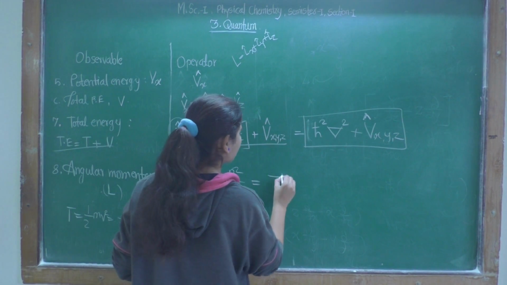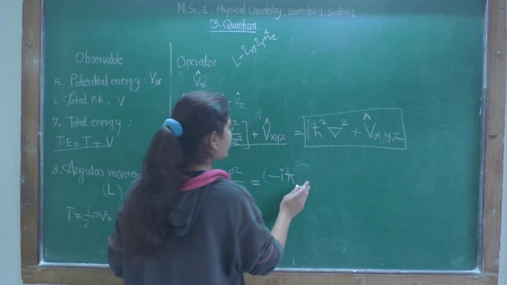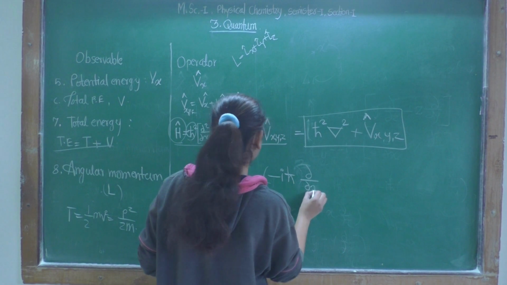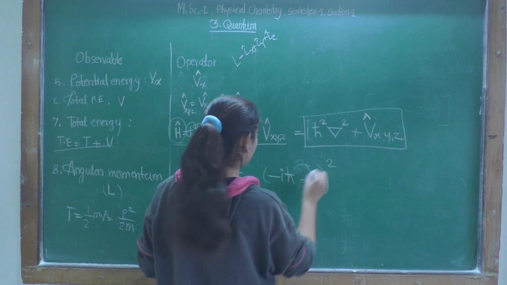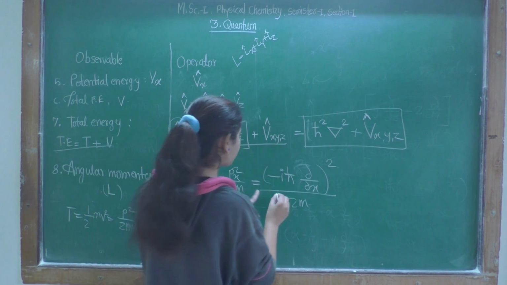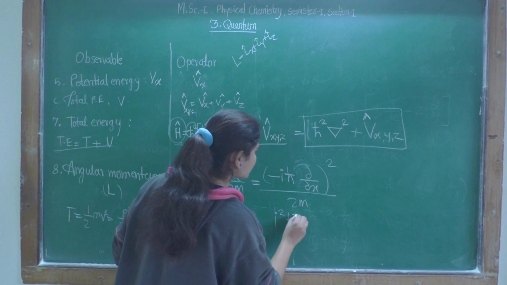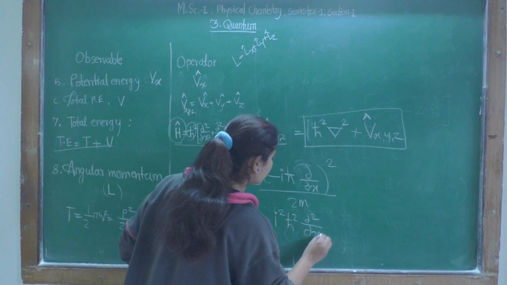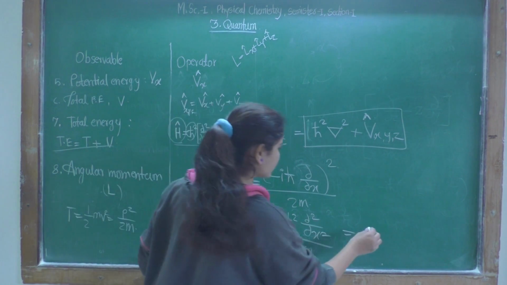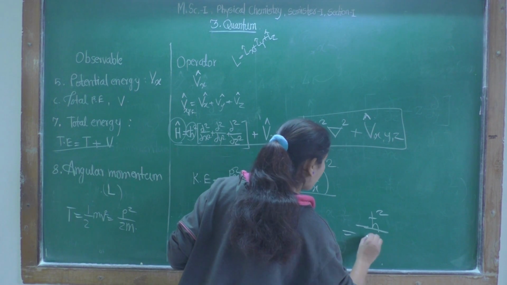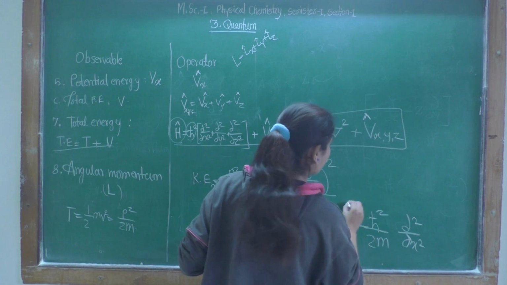Now it was minus i h cross bracket square, or we can say minus i h cross ∂/∂x for x along the x axis, bracket square upon twice m. Now minus minus will become plus, so it will become i square h cross square ∂²/∂x² upon twice m, and hence what is i square, it is minus 1. So minus h cross square upon twice m ∂²/∂x². This will be the value of kinetic energy.